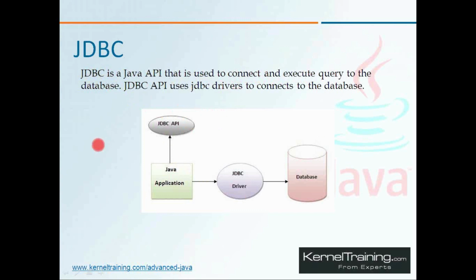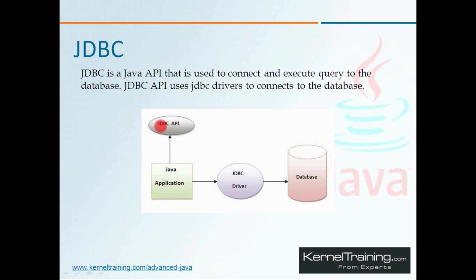So you can see the diagram. With this diagram, you will be understanding how a Java application is going to connect to a database, right? So please listen to the class carefully. I'm explaining through the diagram now. So we have a Java application. How do we write the Java application? The Java application we can write by using the JDBC API.